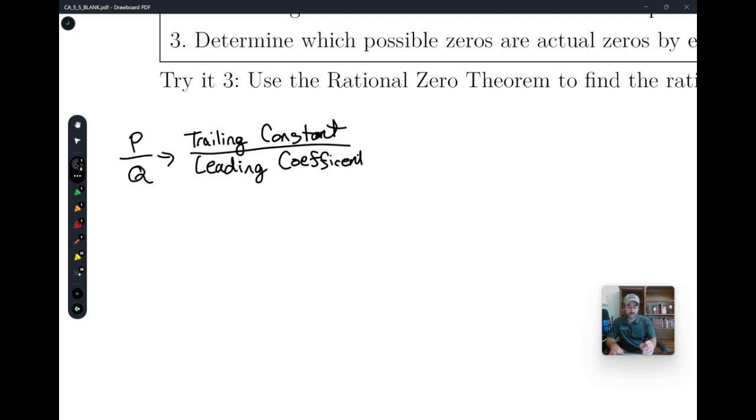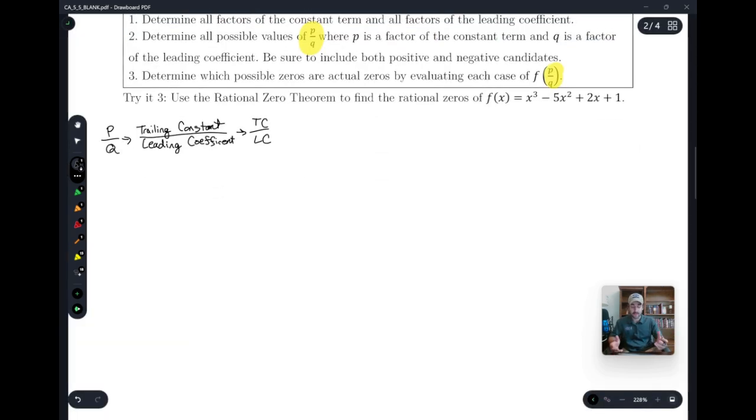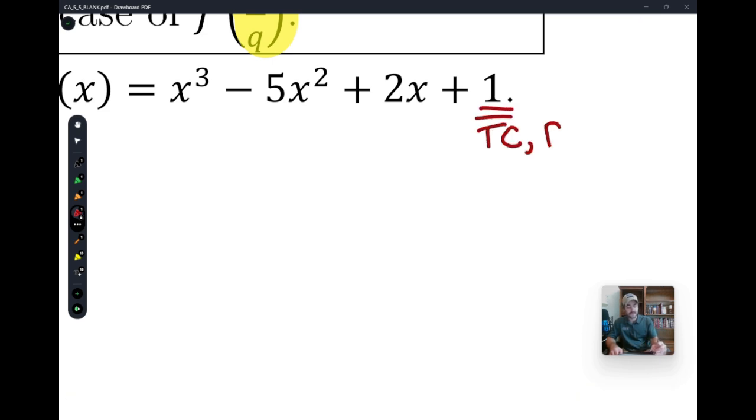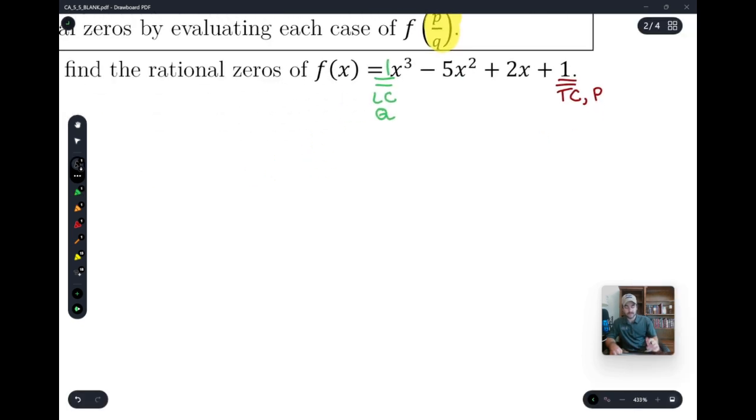Sometimes in class I'll say if P over Q is too hard because you can't remember where something is, you can remember TC over LC as well. So P over Q is TC over LC, or the last over the first. And so we're like, okay, well, what do we do? How do we make this happen? Well, we look at our long polynomial and we say, boom, there's our trailing coefficient, or our P. We look at the first thing and say, yep, we're missing a 1, but it's still there. There is our leading coefficient, or there is our Q. And then we take those two things and we say TC over LC, this is going to be 1 over 1.